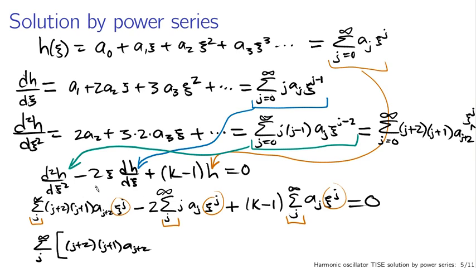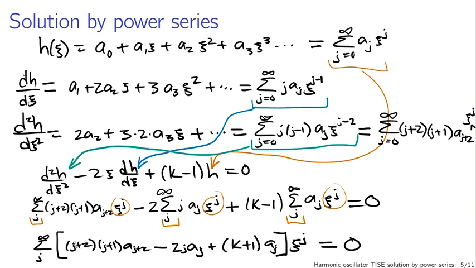If I factored out the c to the j, I'm now done with the first term. I can move on to the second term, which has a 2, a j, and an a sub j. Factoring c to the j out, I'm done with that term. And my third term just contributes a k plus 1, a sub j. And that's it. This is all multiplied by c raised to the j power, and it's all equal to 0. So this is what I get if I substitute in the power series solution for h in this differential equation.